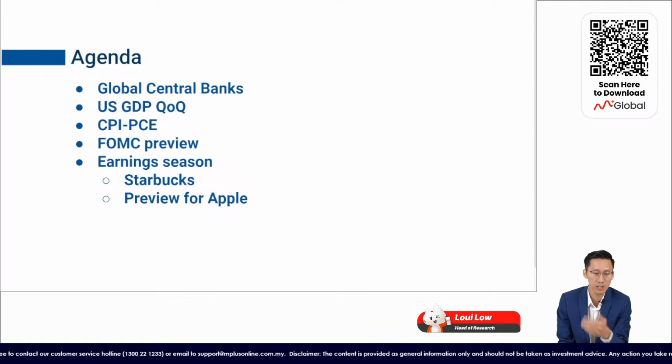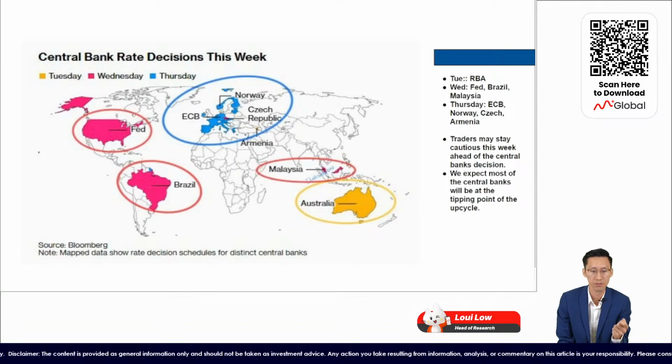Later on, we are going to talk about GDP, CPI, PCE, and we'll talk about the FOMC preview to see what sort of indicators we can really gather, and what sort of consensus we are looking at.